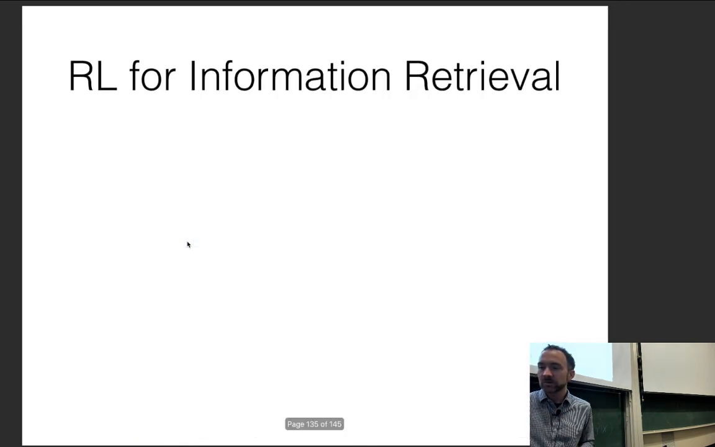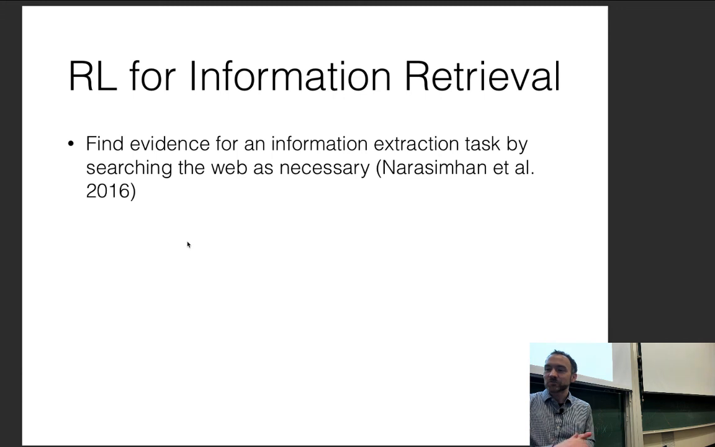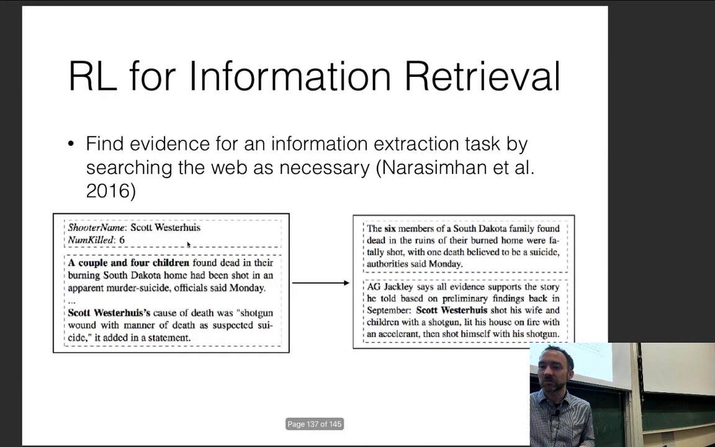Another one is information retrieval. This is also by Regina Barzilay's group, but they find evidence for an information extraction task by searching the web as necessary. They get an article and information from the article that they want to extract. If they have a really hard way of getting information, like a couple and 4 children, how many children are there? They instead search the web for other articles that talk about the same incident. Some of them say 6 people, and so that information is easier to get.